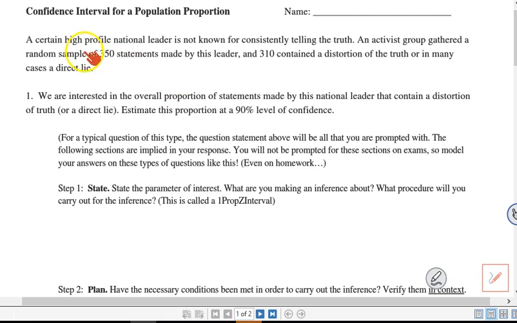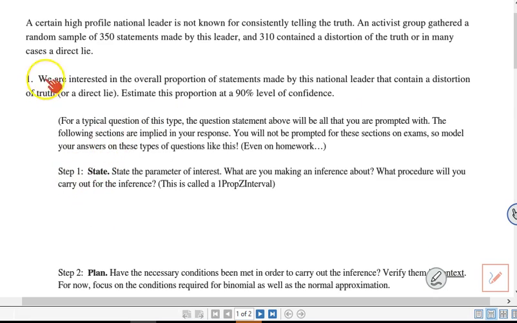So the context here is there's a certain high-profile national leader that's not known for consistently telling the truth. And there's an activist group that gathered a random sample of 350 statements made by this leader, and 310 contained a distortion of truth, or in many cases a direct lie. So we're interested in the overall proportion of statements made by this national leader that contain a distortion of truth. And we want to estimate this proportion at a 90% confidence level.